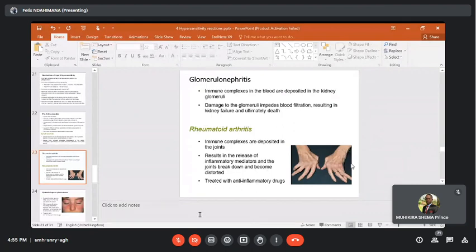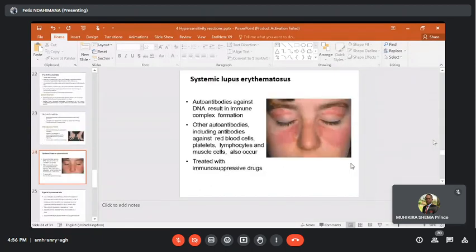There's also rheumatoid arthritis, which is an immune complex deposition in the joint. And this will result in the release of inflammatory mediators and joint breakdown, and the joints become distorted. You can see it on the image there. And I think you already know this one, systemic lupus erythematosus, whereby we might produce antibody against our own DNA and form immune complex.